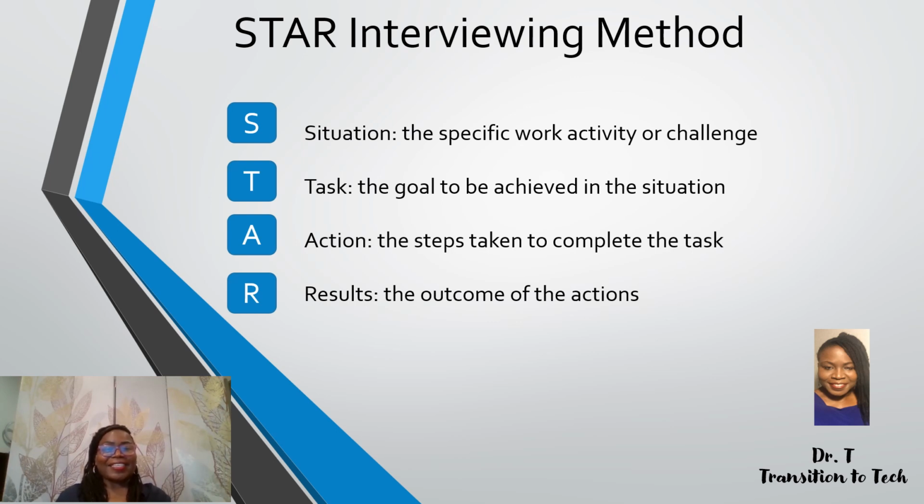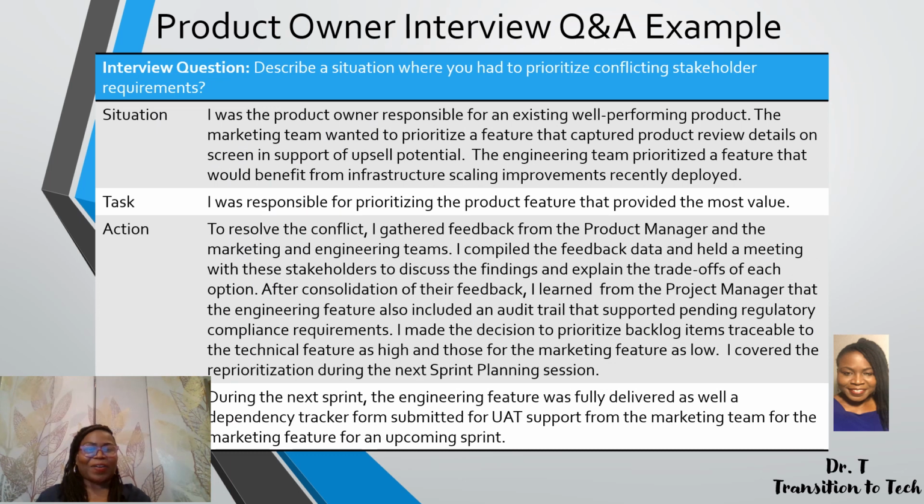The task is where you talk about the goal that you had to achieve in that situation. And then the action is the steps you took to complete the task. And you round out your answer with the results. So that's the outcome of the actions that you took. So let's take a look at a question that you might get on a product owner interview.